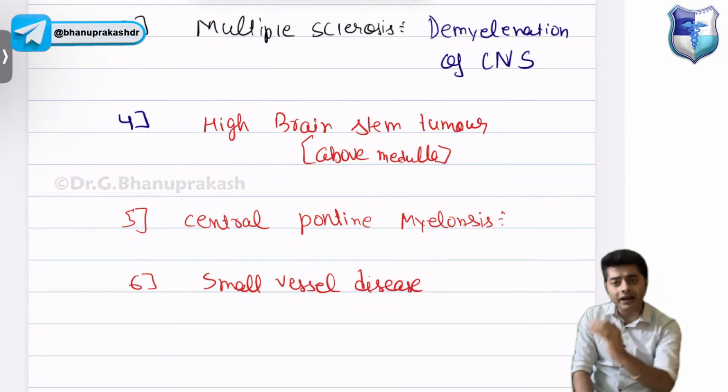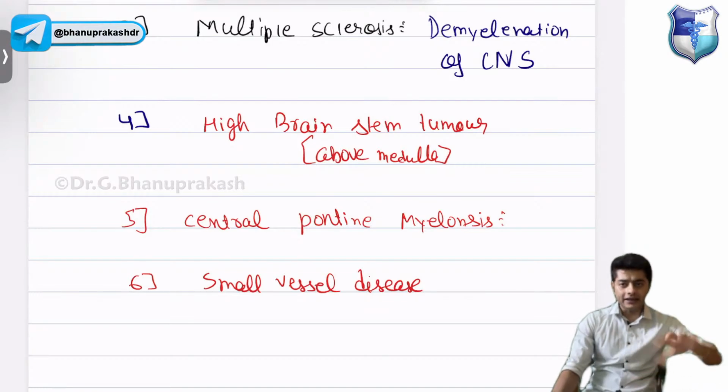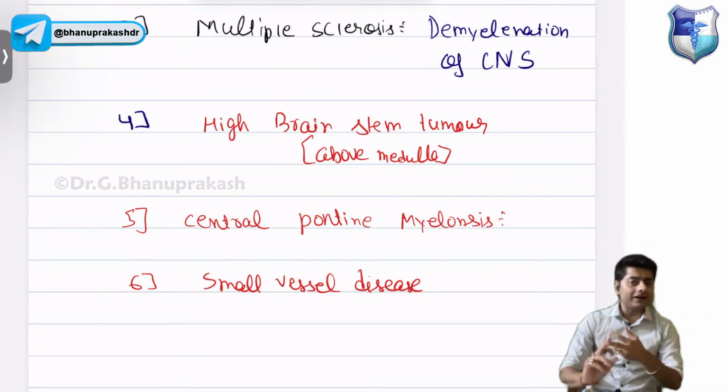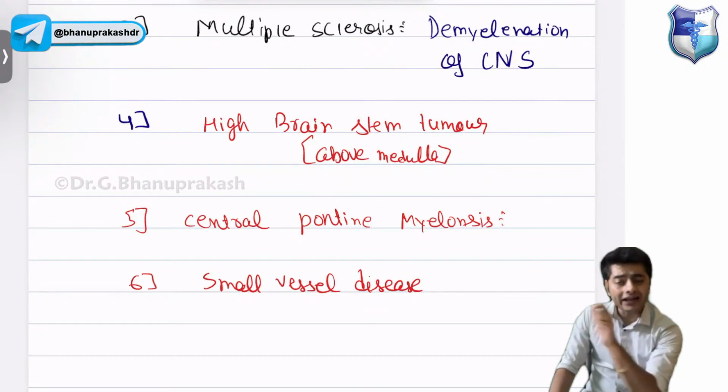It affects the white matter. It can be due to a lacunar infarct or it can be a cardiac disease. As small vessel disease, it affects the white matter of brain.